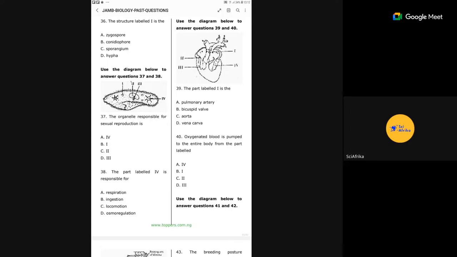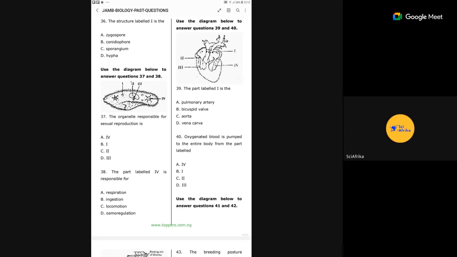When the blood gets to the lungs, it returns to the other part of the heart. I need to state this clearly. The right part of the heart has blood without oxygen, while the left part of the heart has blood that has oxygen. We call it oxygenated blood. It's found at the left part of the heart.